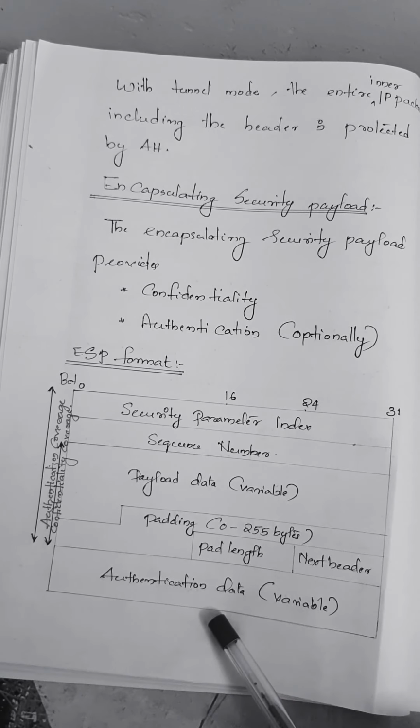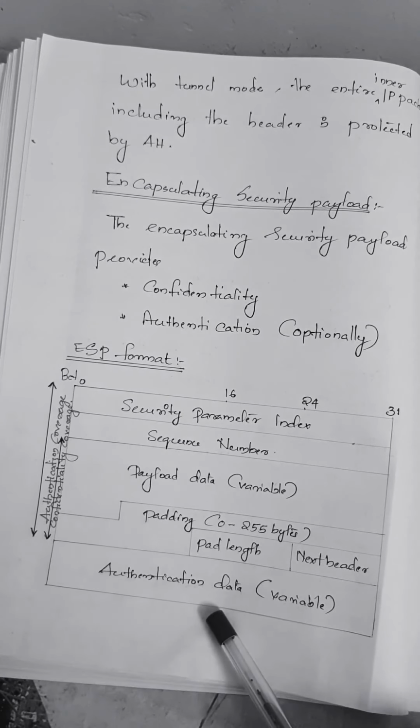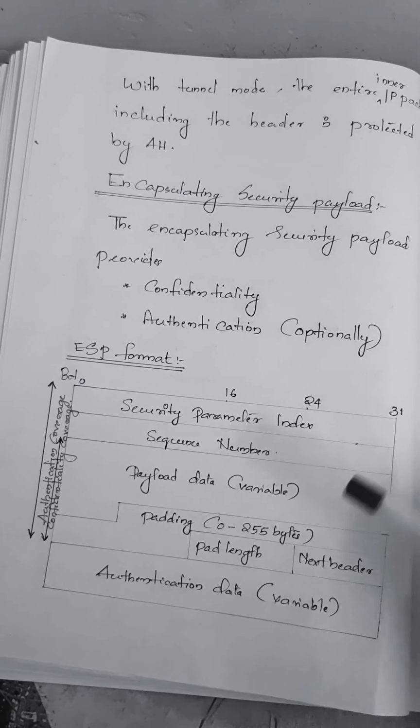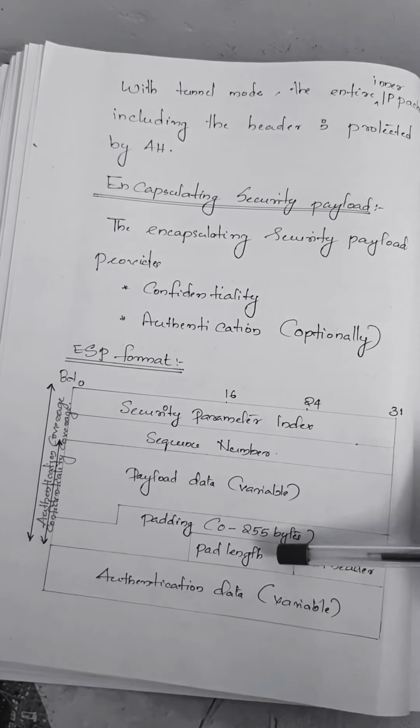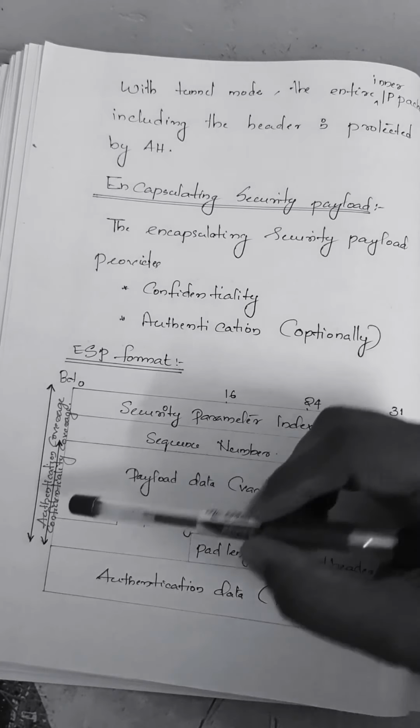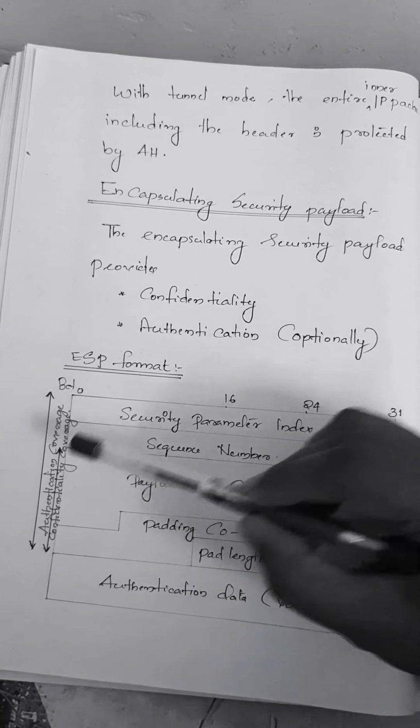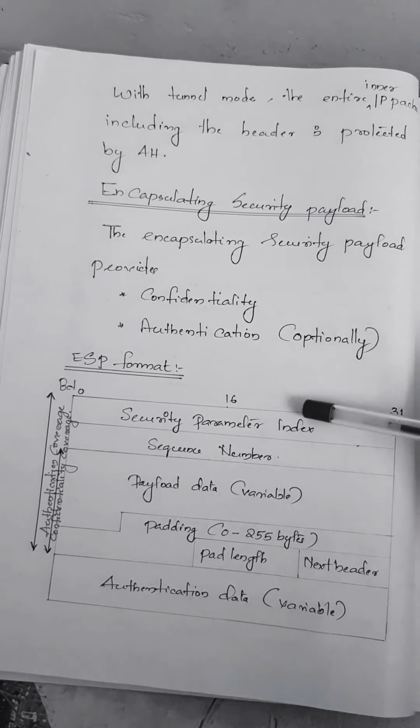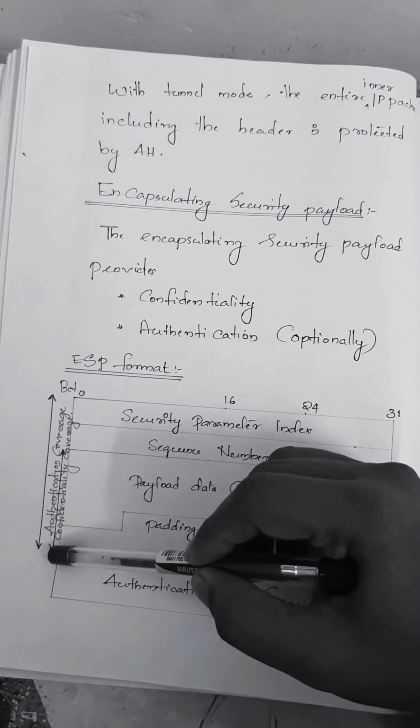And the authentication data is a variable length field. It consists of a MAC value or ICV value, the integrity check value. See, the payload data, padding, pad length and next header fields are used for confidentiality coverage. Along with these fields, sequence numbers and SPIs are used for authentication coverage.